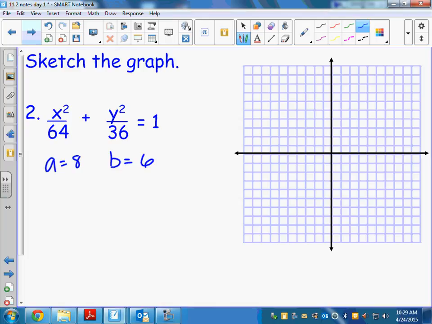Some kids do a magic trick. A equals 8, B equals 6. How do I know? Because A is always bigger. Which means if A is bigger, is this one going to look like the last one, or is it going to be switched around?